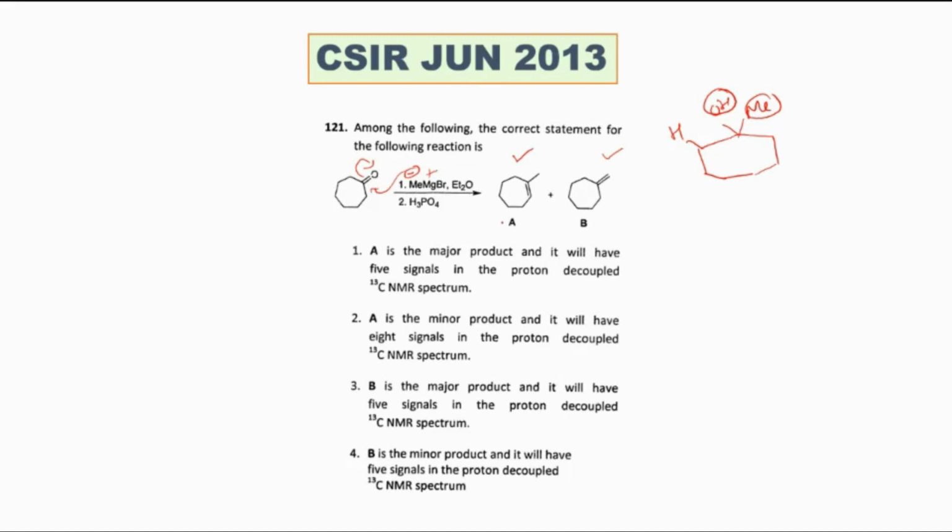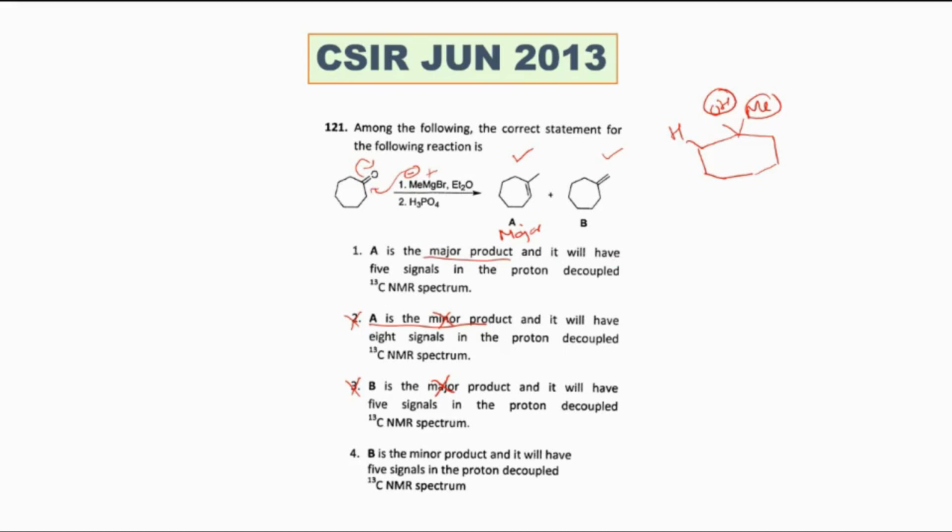So now we have found out that A is the major product. So we can rule out two options, 2 and 3. They say A is the minor product, that is wrong. B is the major product, that is also wrong. So now we have only the first option and the fourth option. And the first option says that A is the major product. Yes, A is the major product.